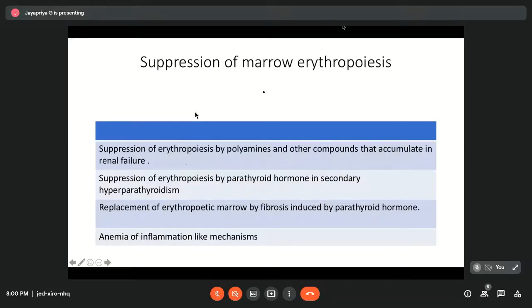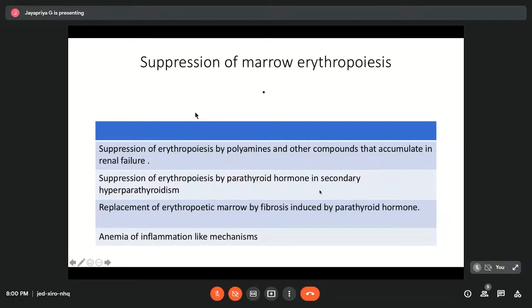So how is the erythropoiesis suppressed? One is the anemia of inflammation-like mechanisms. Secondly, because of the failure of the kidney, various compounds will start accumulating in the blood. That is, the polyamines and other compounds will start accumulating in the blood, and these will suppress the erythropoiesis.